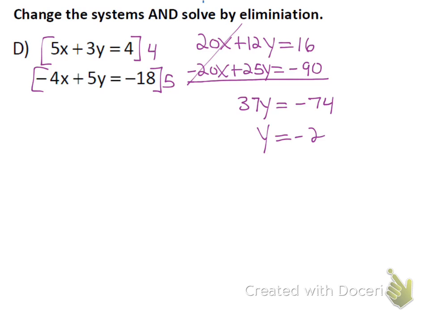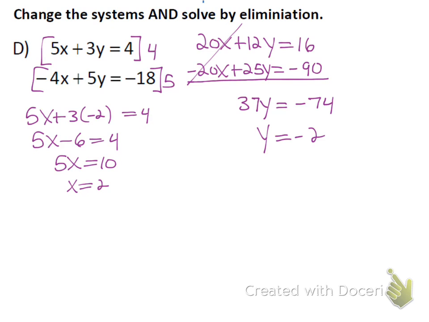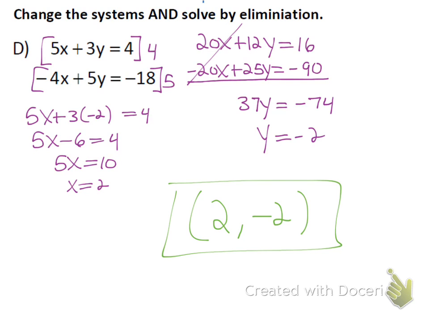Remember, choose the more basic equation to sub into. In this case, that top equation doesn't have any negatives, so it's going to make solving a lot easier. I get x equals 2, and my final answer as an ordered pair is 2, negative 2.